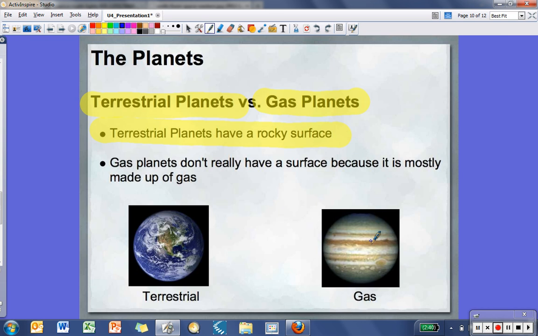What you'll also notice is that the terrestrial planets are all inner planets. Mercury, Venus, Earth, Mars all have a rocky surface, and all the gas planets are outer planets. It just worked out that way, and there's actually a specific reason why that is. We'll talk more about that after your first activity. Hopefully some of you can figure out why the inner planets are terrestrial and the outer planets are gas. If you think about it hard enough, you can figure it out.